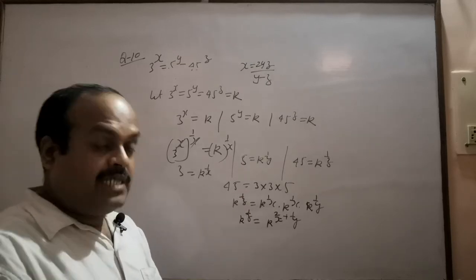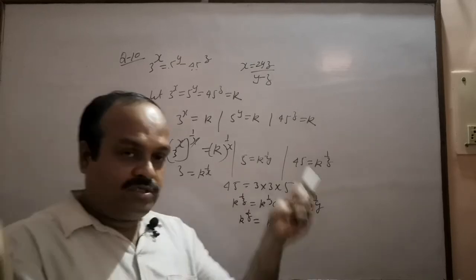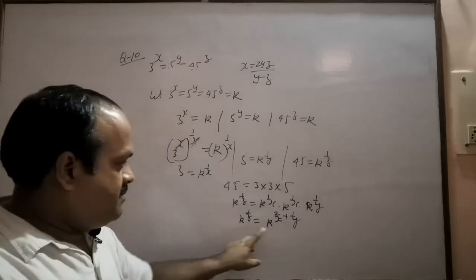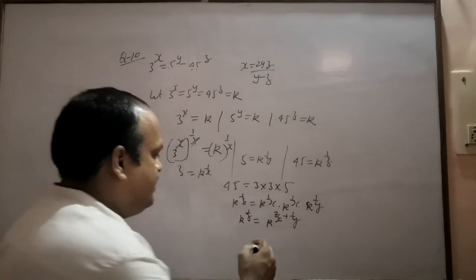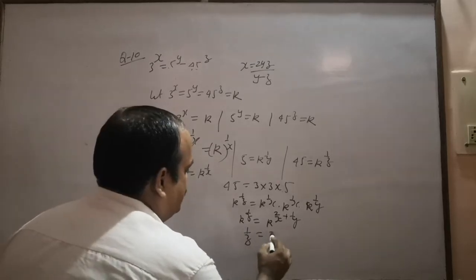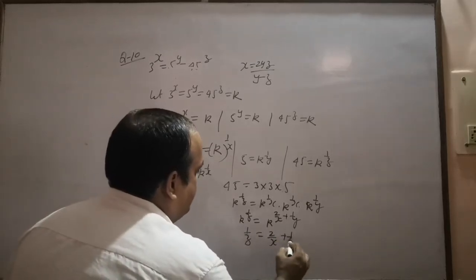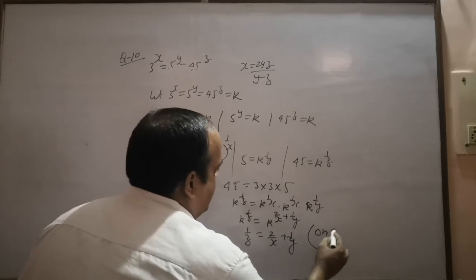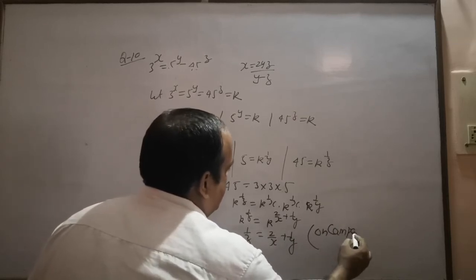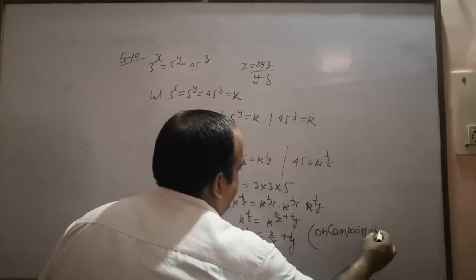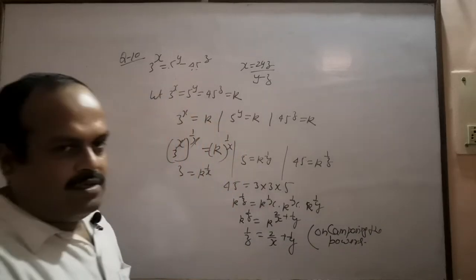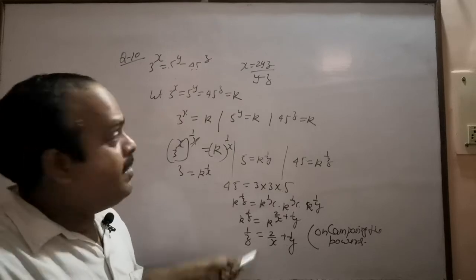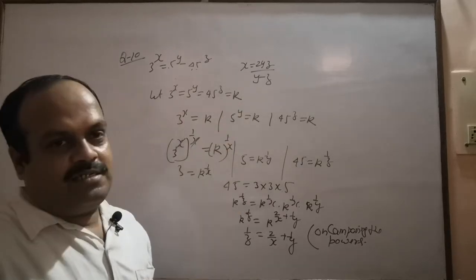How? There is a concept which says that if two numbers with the same base are equal, then their powers are also equal. So we can write 1 upon z equals to 2 upon x plus 1 upon y. How? On comparing the powers. Now you see, we are about to get the result.